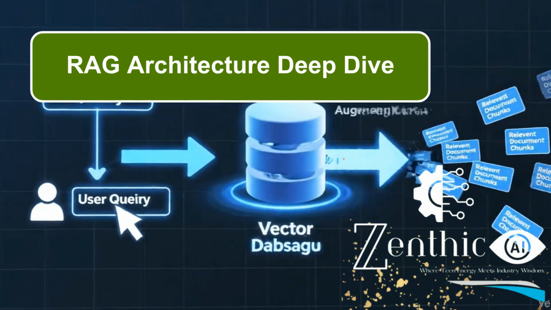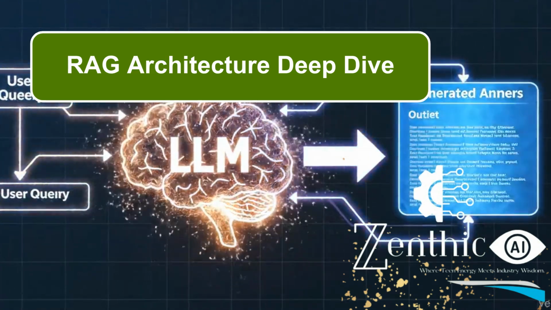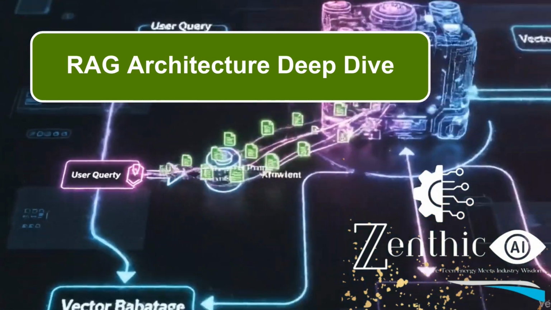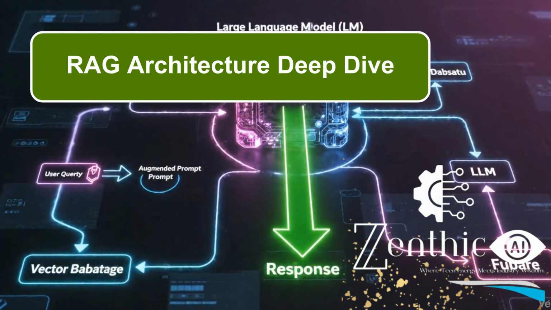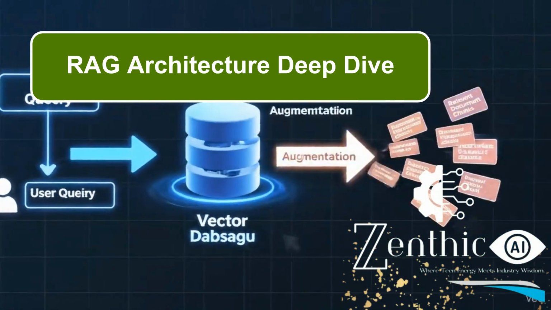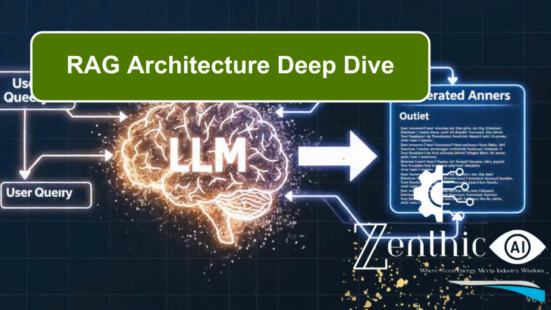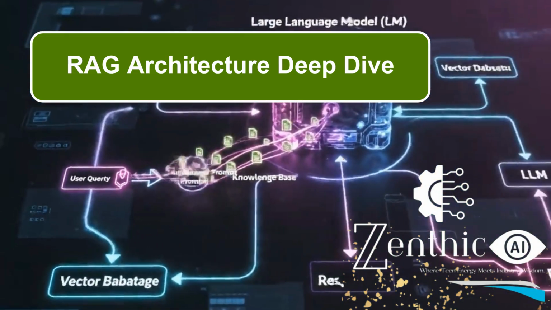Let's look under the hood of a typical RAG pipeline. Step 1. Data ingestion. Load PDFs, documents, FAQs, or database records. Step 2. Chunking. Break data into meaningful text chunks for retrieval. Step 3. Embedding. Convert text chunks into numerical vectors using embedding models. Step 4. Storage. Store these vectors in a vector database like Pinecone, FAISS, or Chroma.